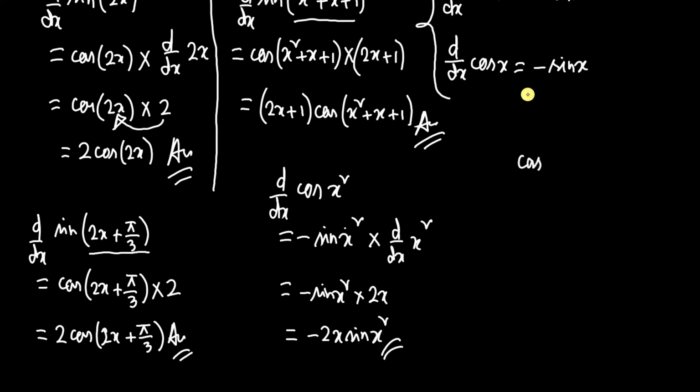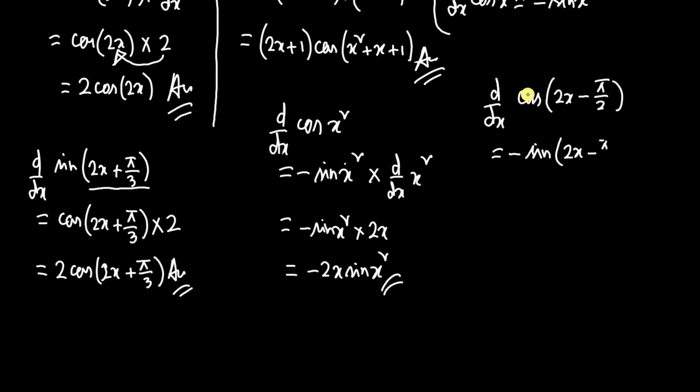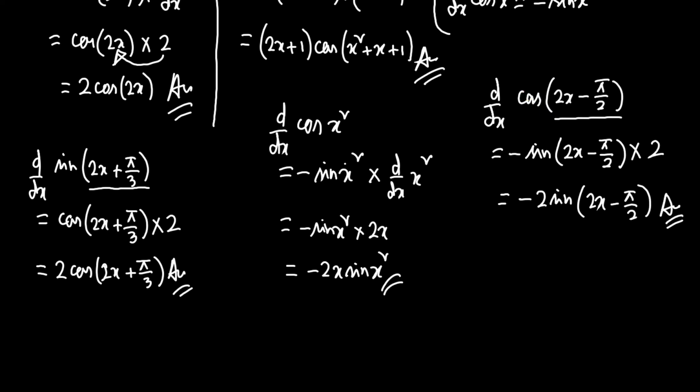Let's see one more example. If cos of 2x minus pi by 2 is written, what is the differentiation of that expression? Same way, we first write a minus sign, and this minus comes from the differentiation of cos according to the first principle. Then we write sin of 2x minus pi by 2, and beside it we differentiate 2x minus pi by 2 and get 2. So the final answer would be minus 2 sin of 2x minus pi by 2. This is our answer to that expression. So that is the total working of the basics of sine and cos.